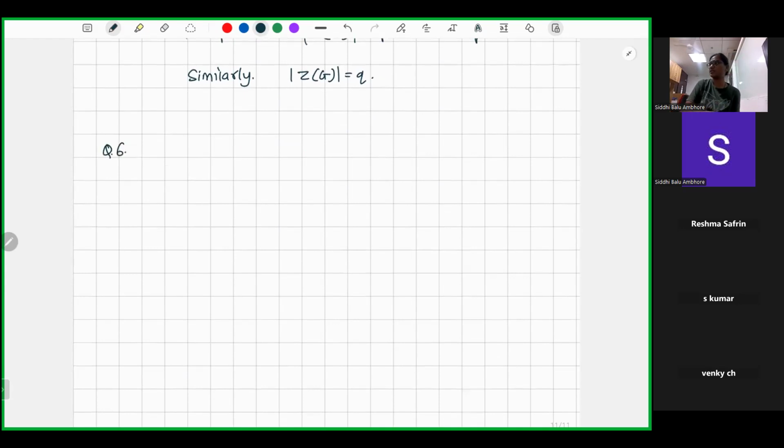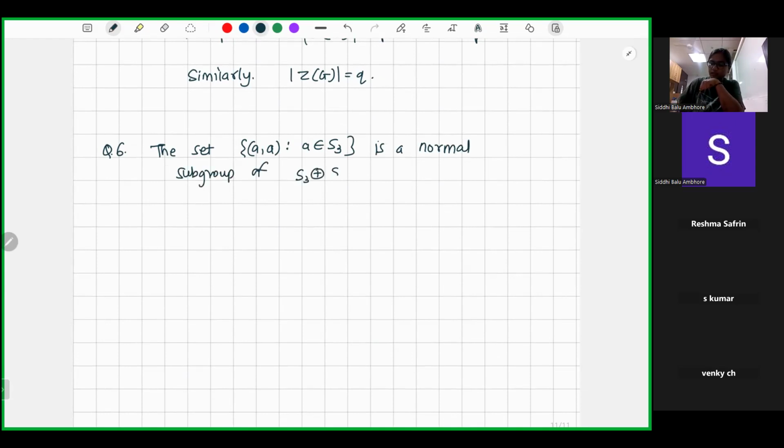Now, question 6. Let the set {(A, A) : A belongs to S3} be a normal subgroup of S3 plus S3. Okay, this is the question, and we have to check whether this statement is true or false.